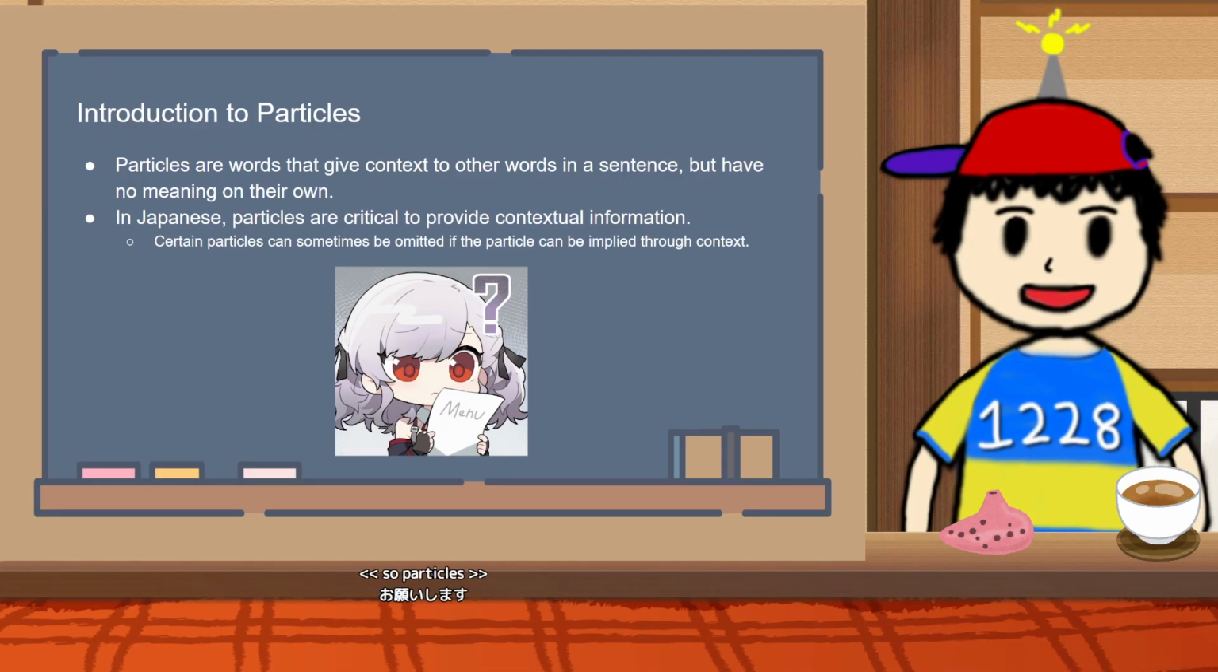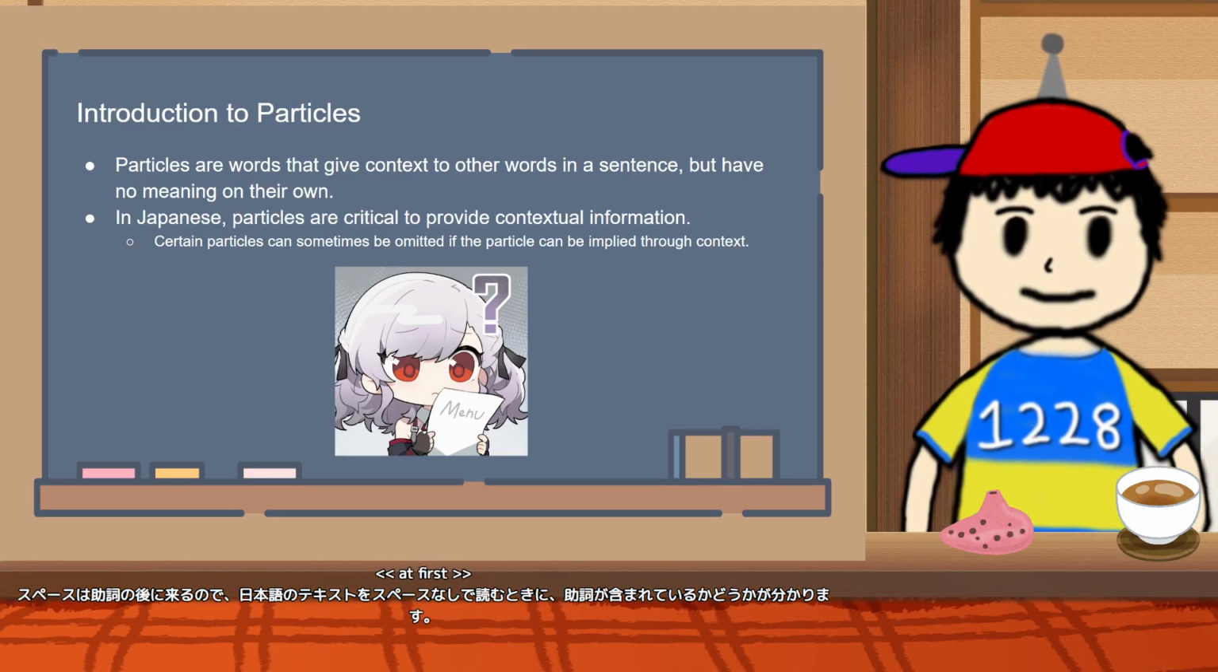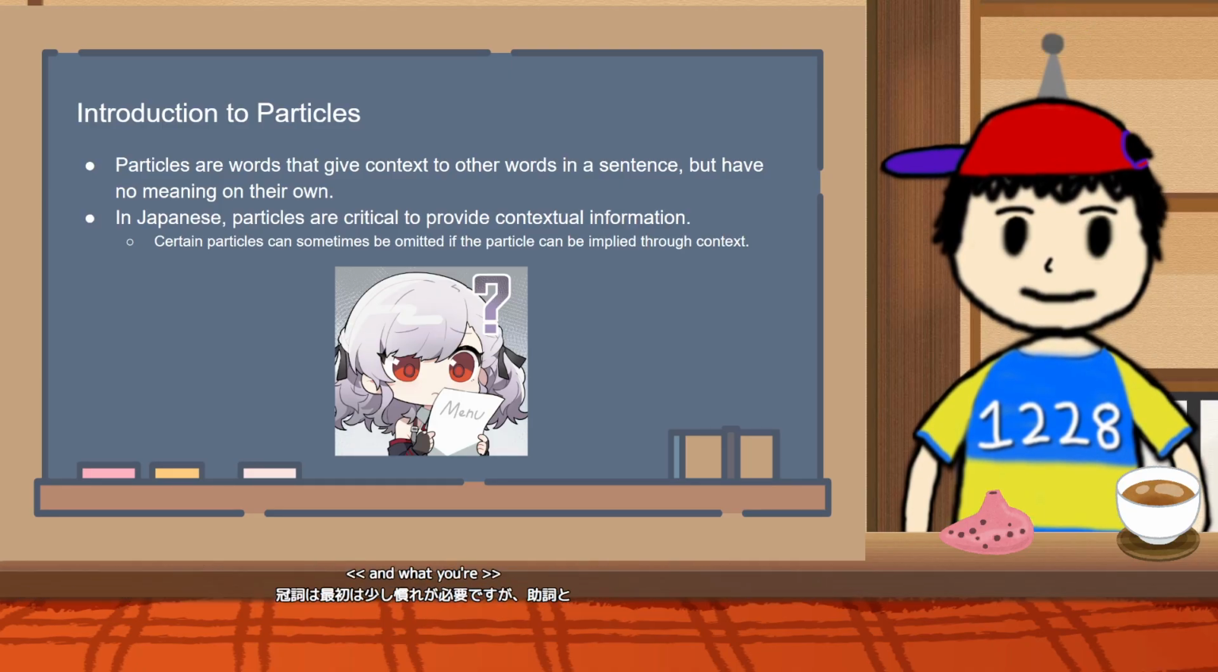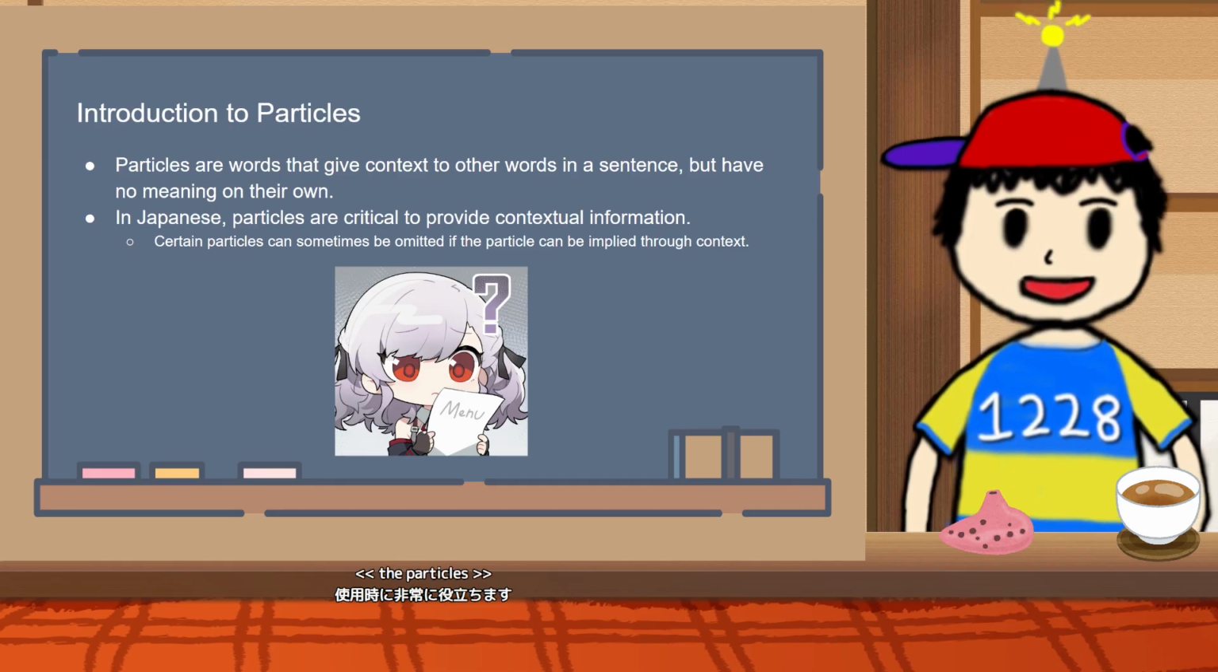So, particles are used everywhere, and fortunately, in entry-level Japanese texts, the spaces come after every particle, so you will know when you have something with a particle in it. When you are reading Japanese text without spaces, the particles can take a little bit of getting used to at first, but once you learn the particles and contextually understand what you're reading, it really helps when you're using classroom setting sentences. But when you really understand the context of what you're reading, the particles just fill into place naturally.